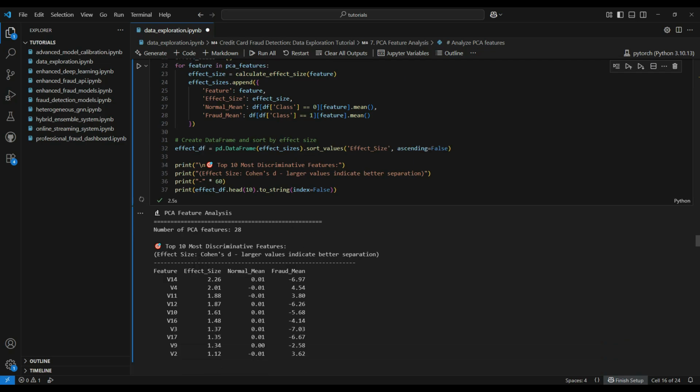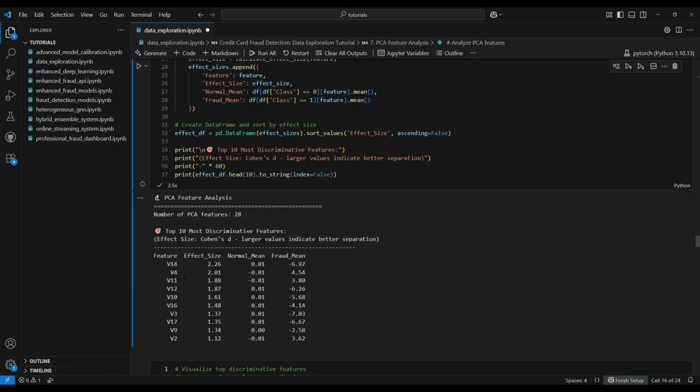So look at the results, the top 10 most discriminative features. V14, the effect size is 2.26. That's a really large number. And then V4 is 2.01, V11 is 1.88, V12 1.87. Any values above 0.8 are considered large effects. V14 at 2.26 means the distributions are very different between normal and fraud.